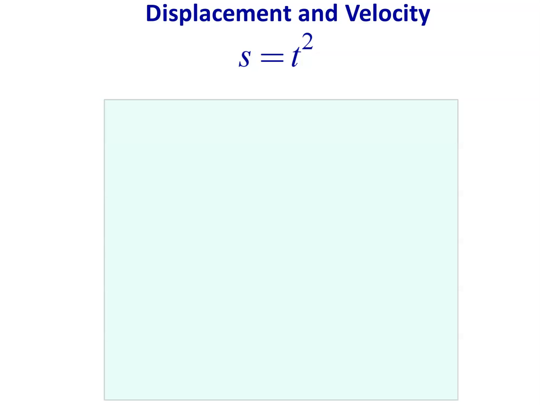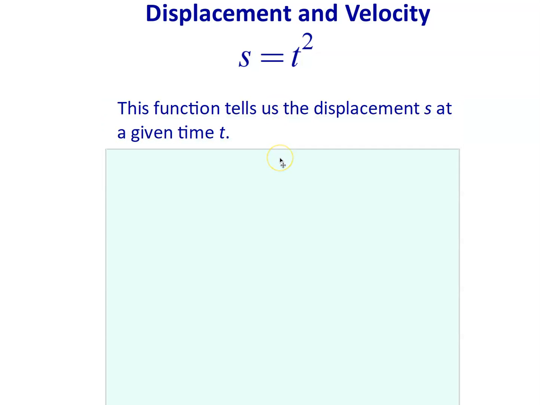So for example, let's say we've got this function here. Displacement is represented by the letter S. So displacement is equal to t squared, where time is measured in seconds and displacement is measured in meters. So this function tells us the displacement S at a given time t. Now what if I take the derivative of that function, S dash equals 2t?